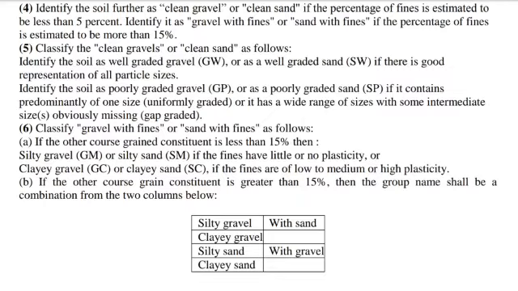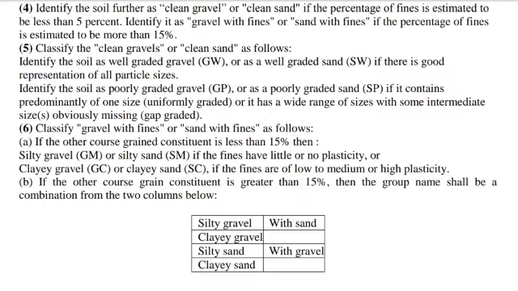5. Classify the clean gravels or clean sand as follows. Identify the soil as well-graded gravel GW or as well-graded sand SW if there is good representation of all particle sizes. Identify the soil as poorly graded gravel GP or as poorly graded sand SP if it contains predominantly one size, uniformly graded, or it has a wide range of sizes with some intermediate sizes obviously missing, gap graded.